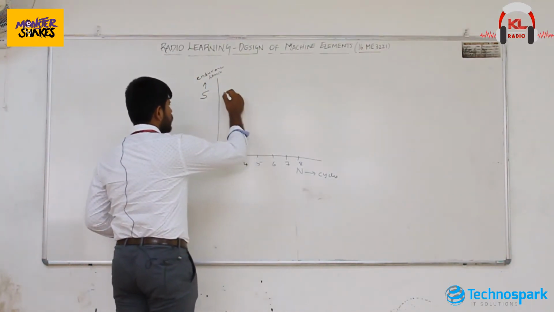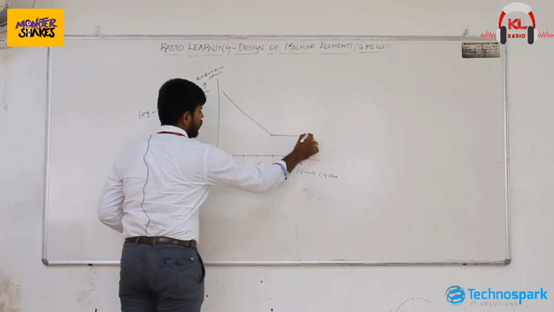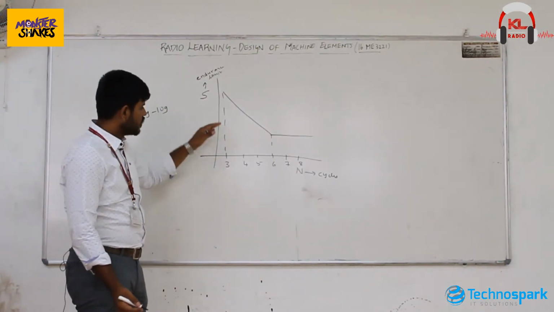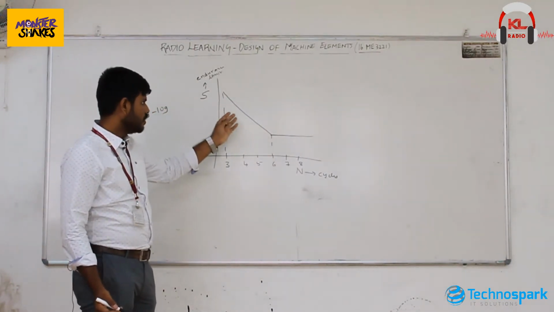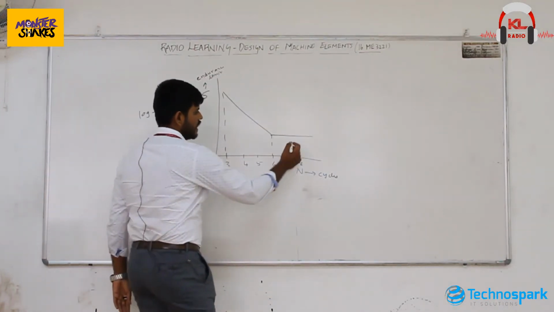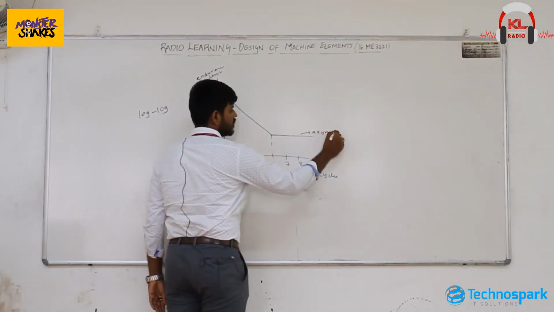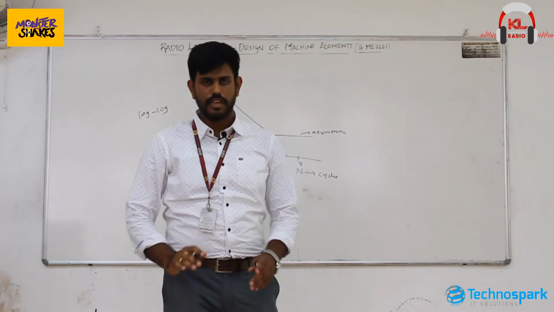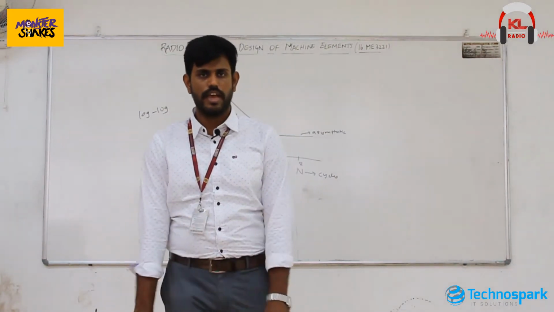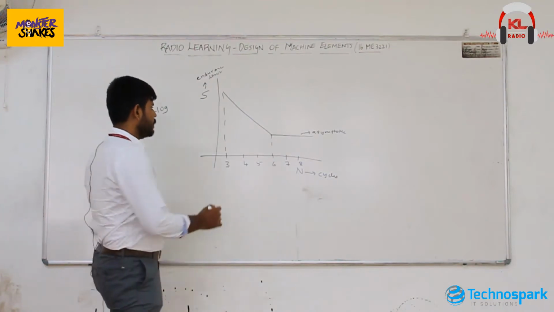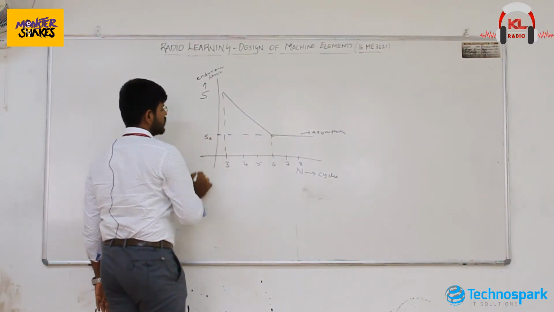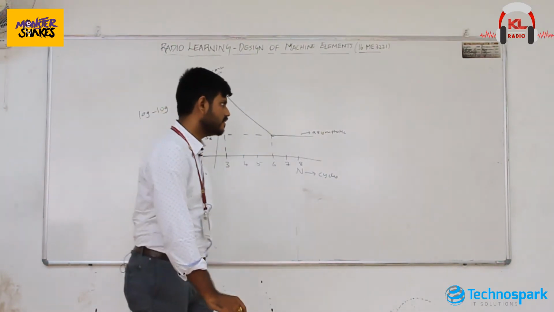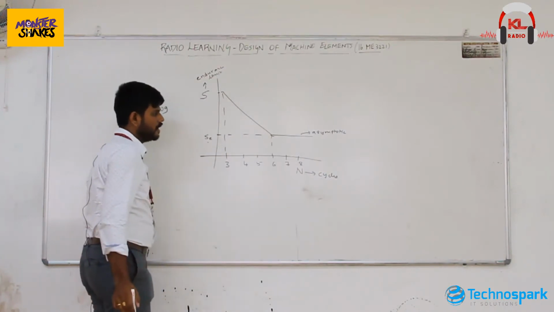And for mild steel, it looks like this. Up to 10 to the power of 6, the curve will be linear, and after that it will be asymptotic. Asymptotic in the sense that it will be parallel to the x-axis. So the particular load, we call it here the endurance limit, that is the limit of that particular element. This is the maximum limit and this is the minimum endurance limit.